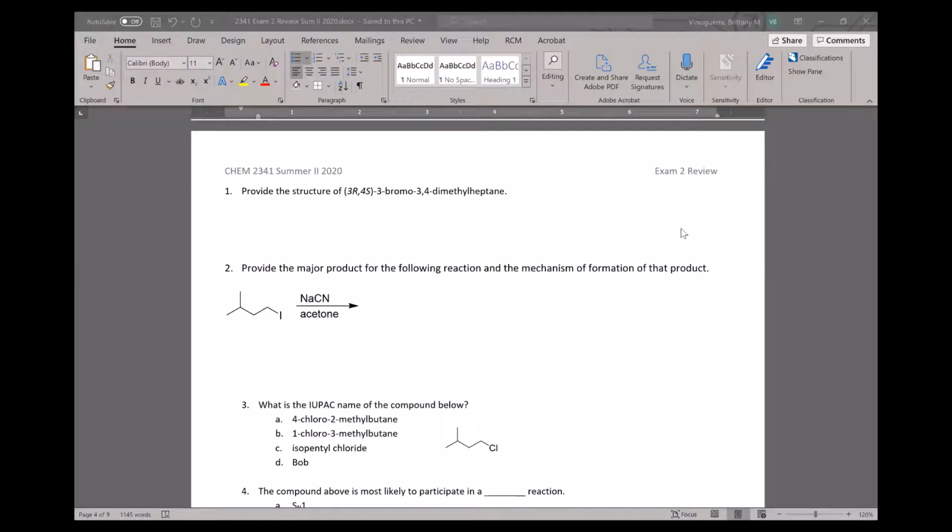Again, did anybody look at this and have a specific question they wanted to start on? If not, we'll just start at the top. Okay, cool. The first question says, provide the structure of 3R, 4S, 3-bromo-3,4-dimethylheptane.